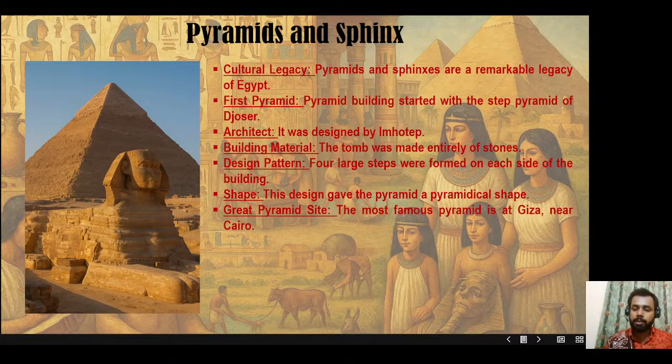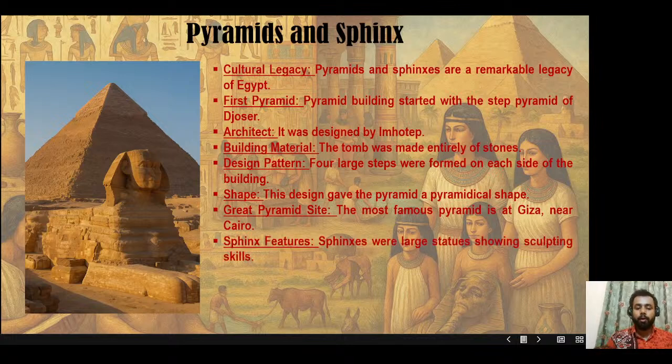The most famous pyramid is at Giza near Cairo. This illustration on the left hand side is the picture of the pyramid of Giza, and today it is very near to the capital of Egypt, that is Cairo. Sphinxes were large statues showing sculpting skills. So sphinxes are large statues and that shows the sculpting expertise of the Egyptians.